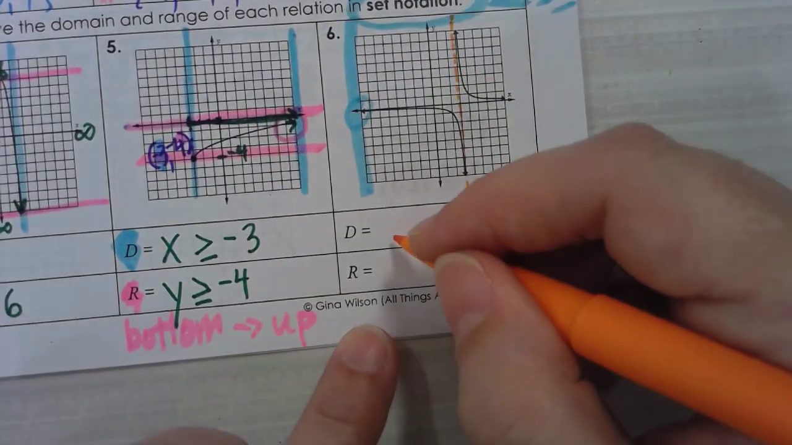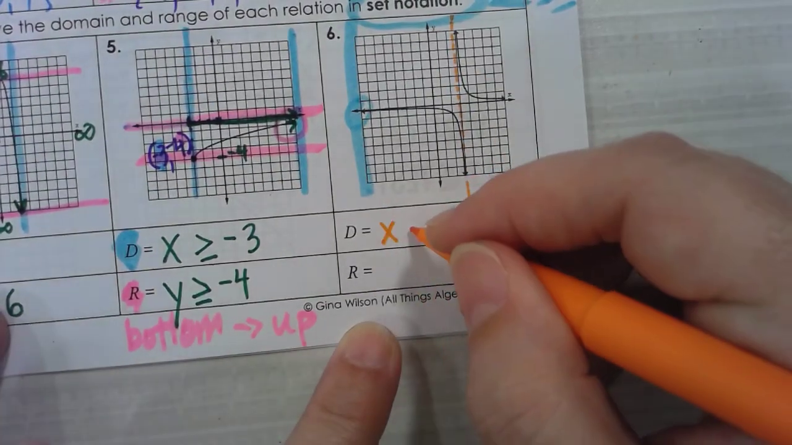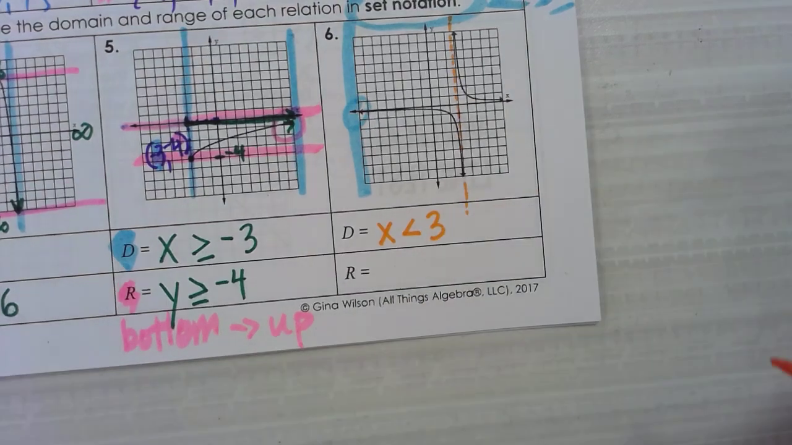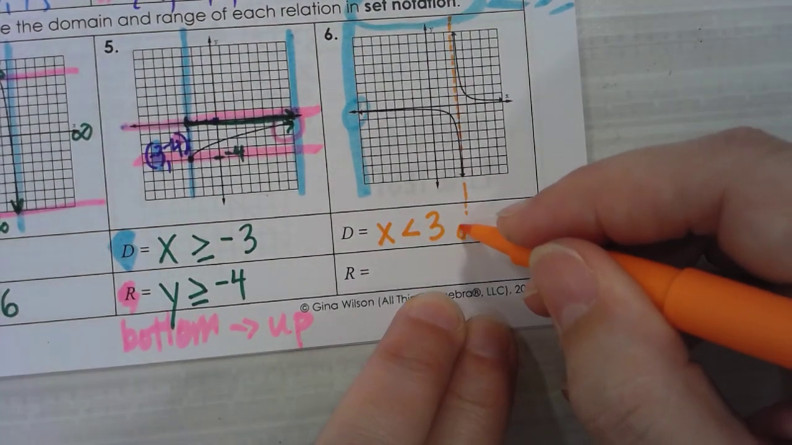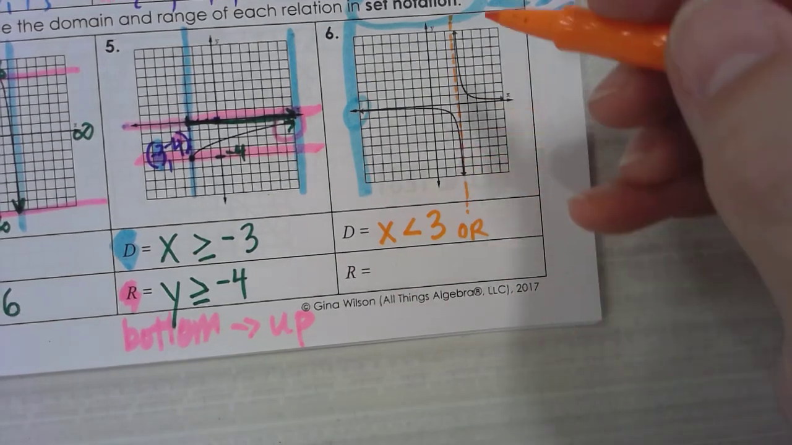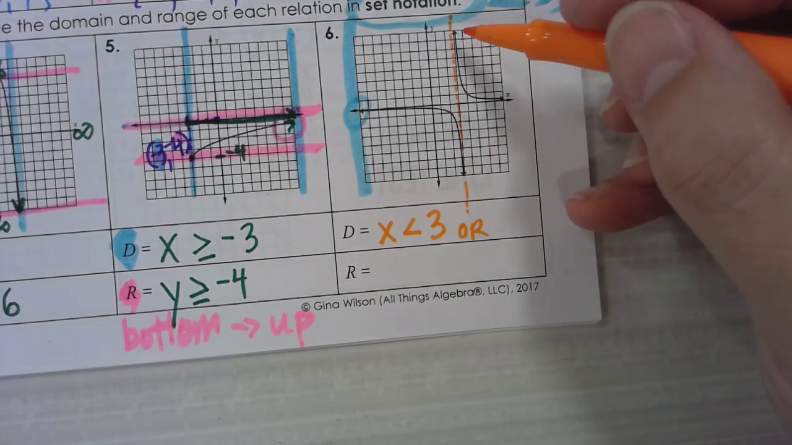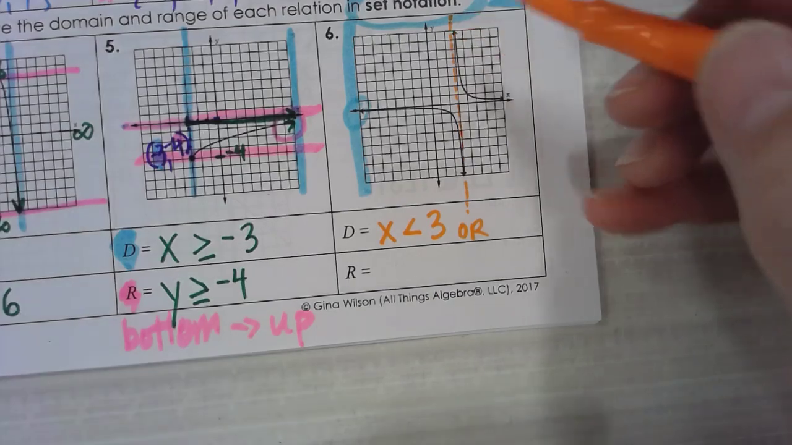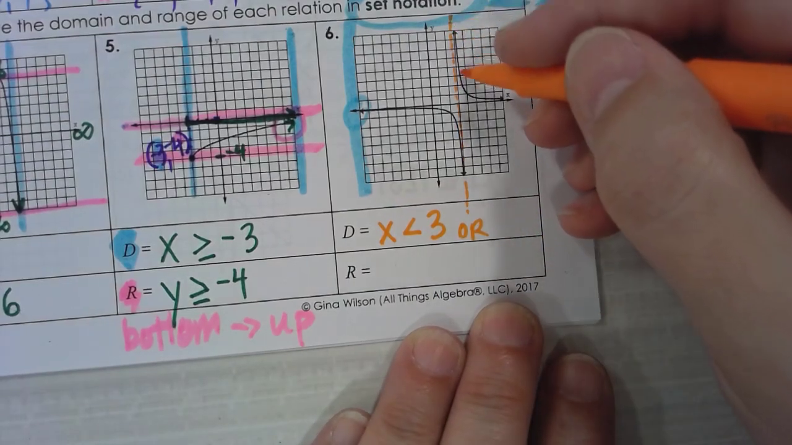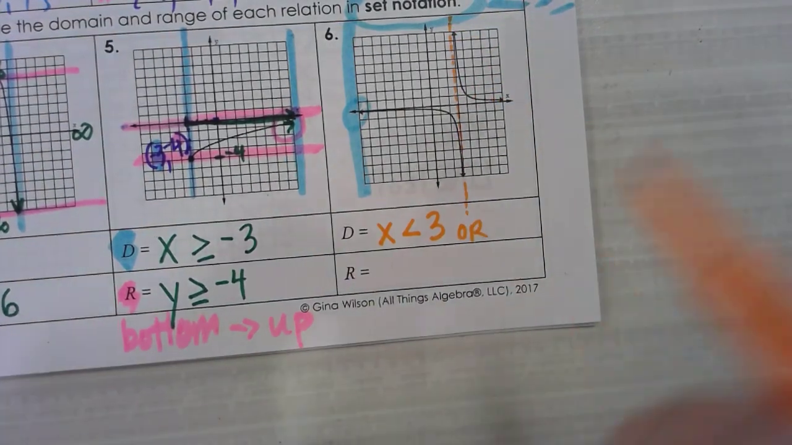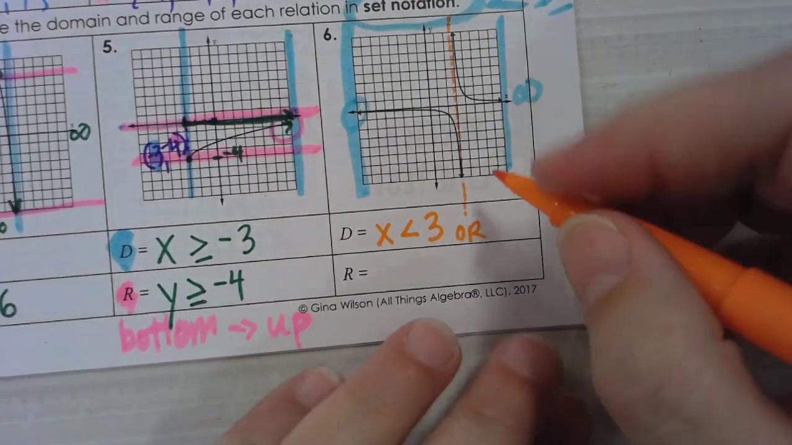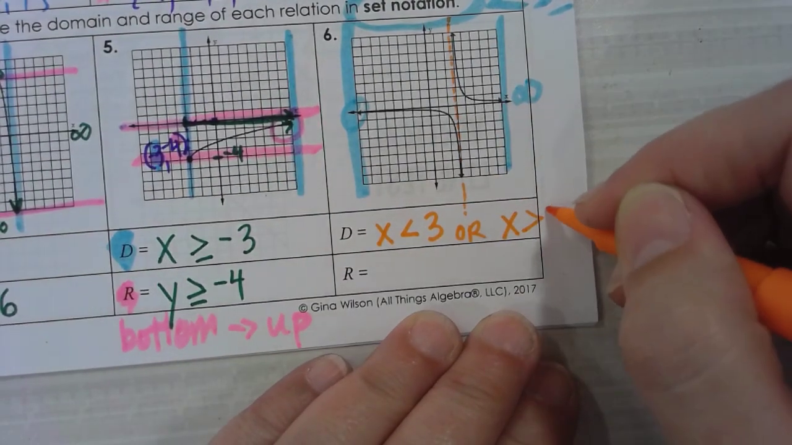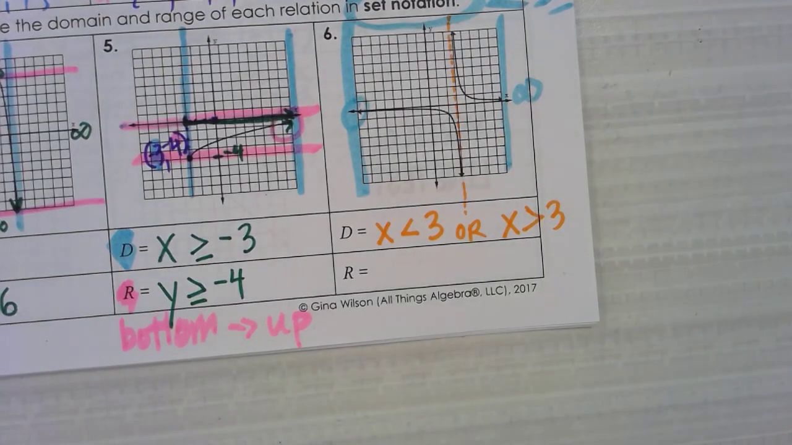So the way we write that is we say our x values are less than 3. It can't equal 3, anything less than it. Then we skip over to this other part and pick up again on the other side of 3, and our numbers keep getting bigger to positive infinity. So x is bigger than 3. So x could be less than 3, or x could be greater than 3.